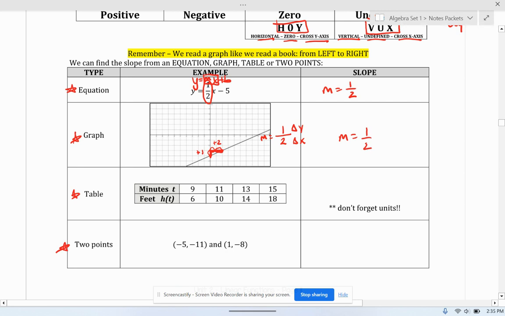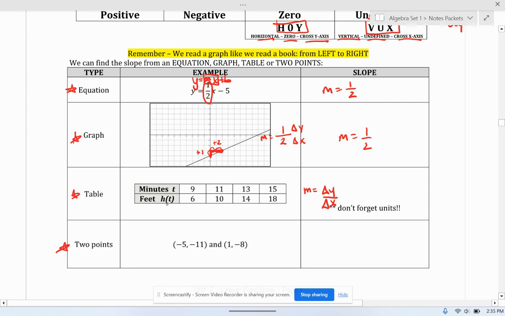On the table, we are going to find the change in y over the change in x. Same idea, right? Follow the structure. We are looking for the change in y over the change in x. So first, let's look at this table. It says we have minutes t and feet h of t. Well, there's no x and y. How am I supposed to find the slope of this thing?